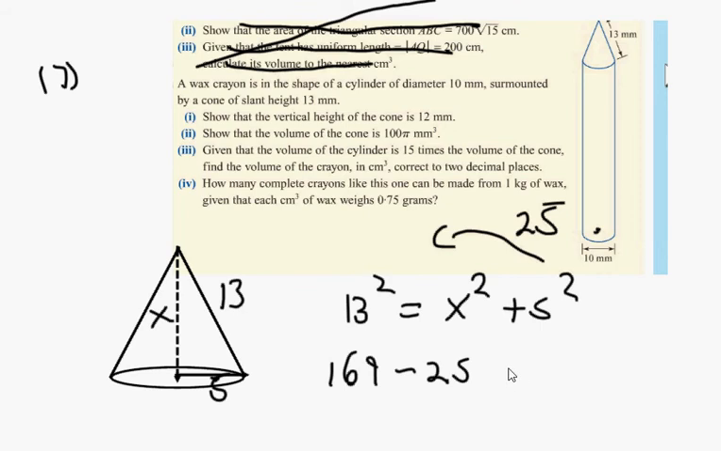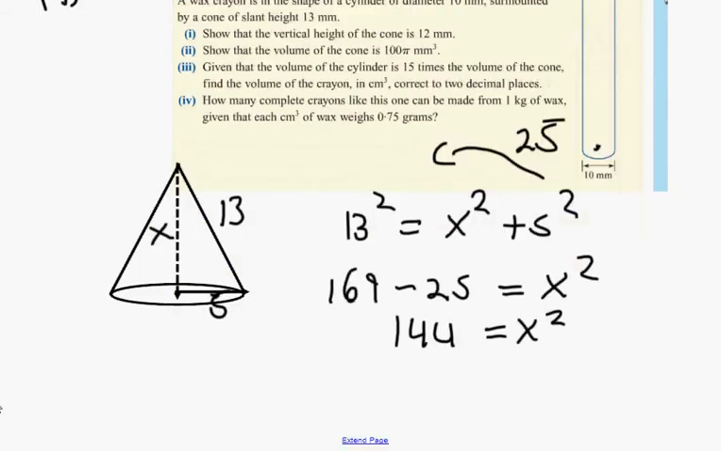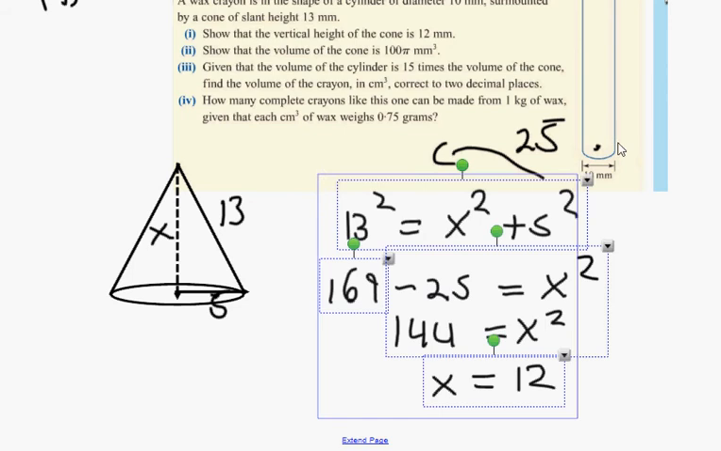144 equals x squared. And this means that x therefore has to be equal to 12. Okay? So that makes the height of that 12. So now that we figured out what, that's the answer to part 1.